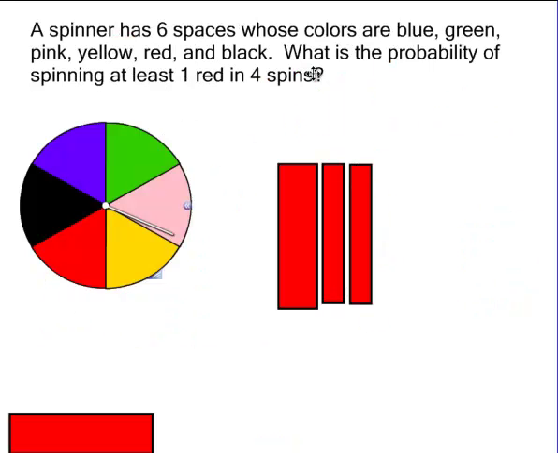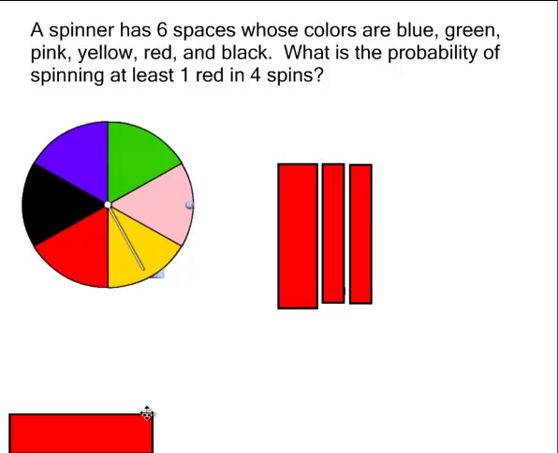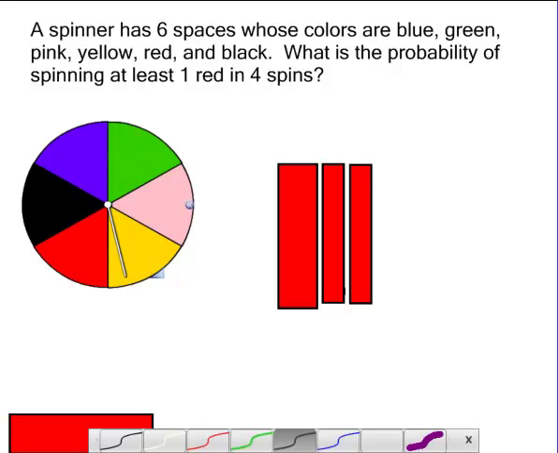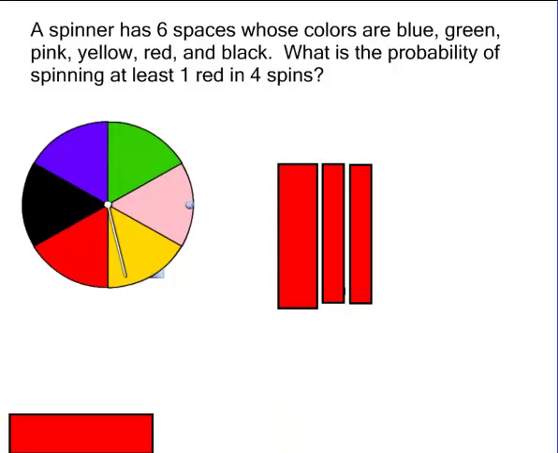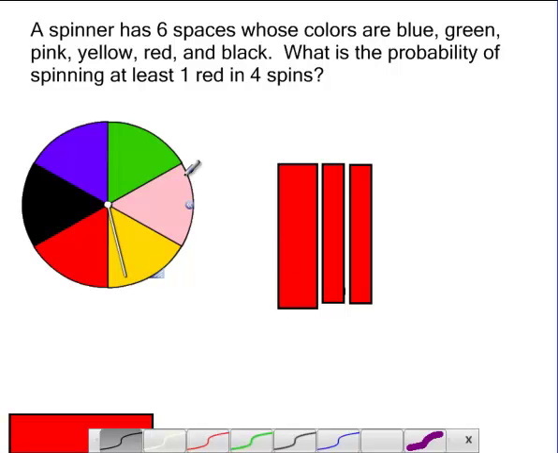A spinner has 6 spaces whose colors are blue, green, pink, yellow, red, and black, just like they are down here. And this can actually spin. Woo! Hey, I win! What's the probability of spinning at least 1 red in 4 spins? So I get 4 spins, and I see if I can land on red. So I'm going to start, and I have to make my little charts.